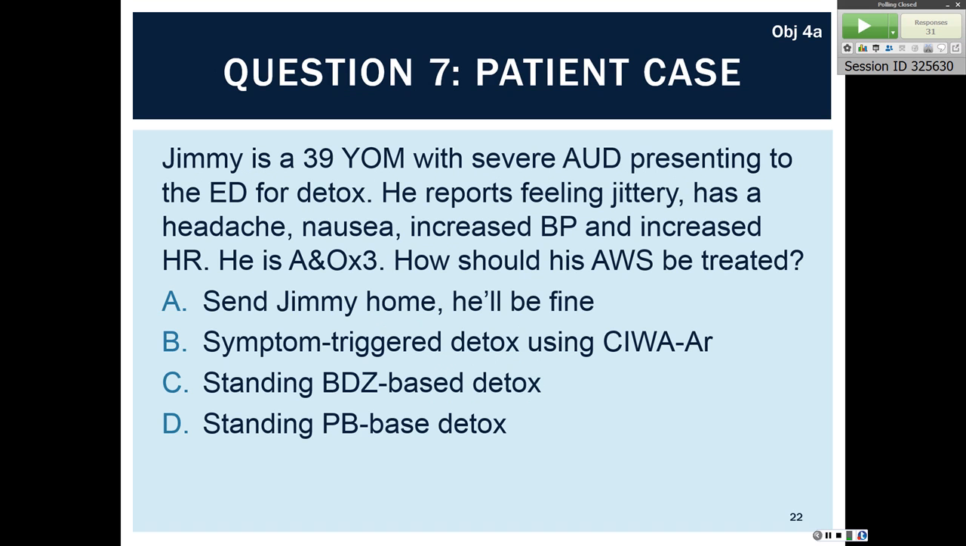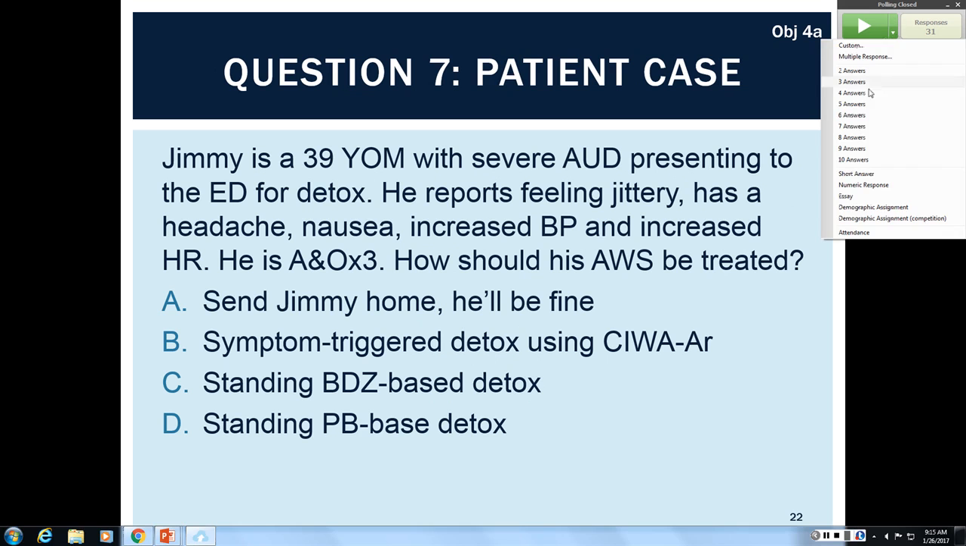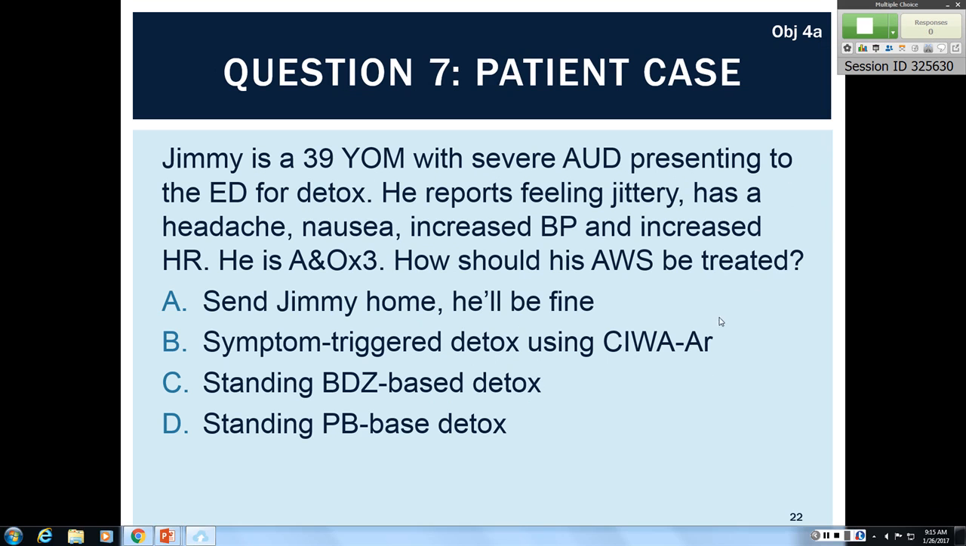Okay, another patient case. Jimmy's a 39-year-old male with severe alcohol use disorder presenting to the emergency department for detox. He reports feeling jittery, has a headache, nausea, increased blood pressure, and increased heart rate. He is alert and oriented ×3. How should his alcohol withdrawal syndrome be treated? Send him home, he'll be fine. Symptom-triggered detox using CIWA, standing benzo-based detox, or standing phenobarb-based detox.